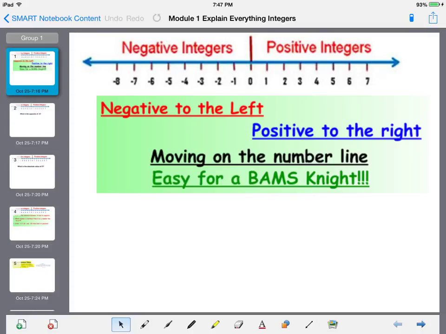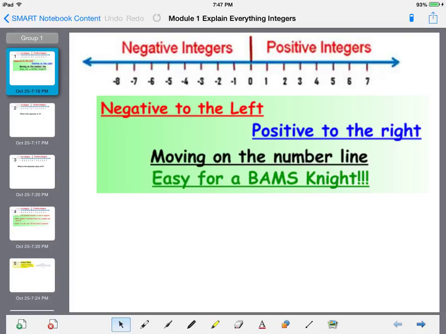We also talked about sea level, for example. 0 would be right at sea level, your negative integers would be below sea level, and your positive integers would be above sea level. We talked about money. If you were on the negative side, that means that you owe money. And the positive side would mean that you're making money.